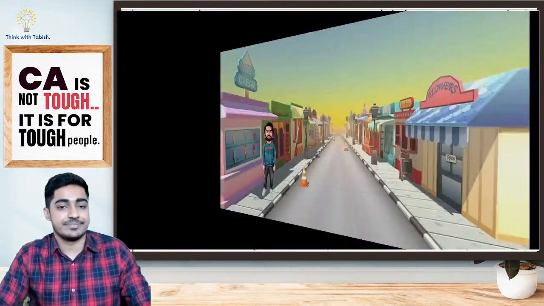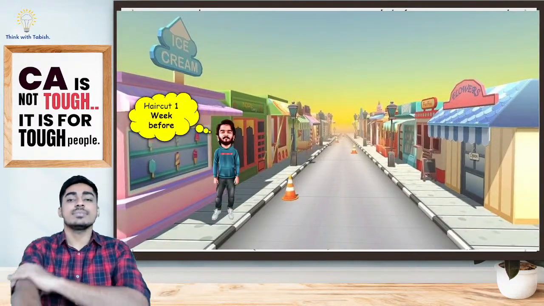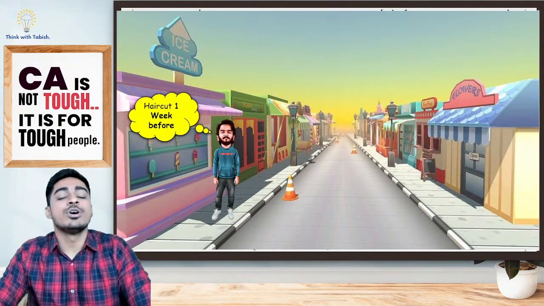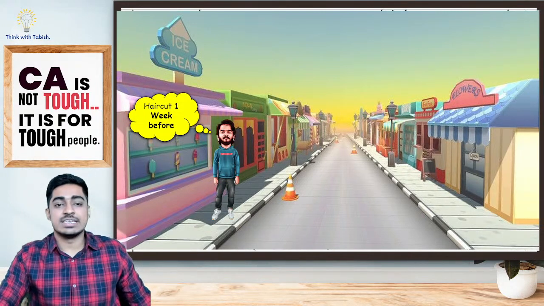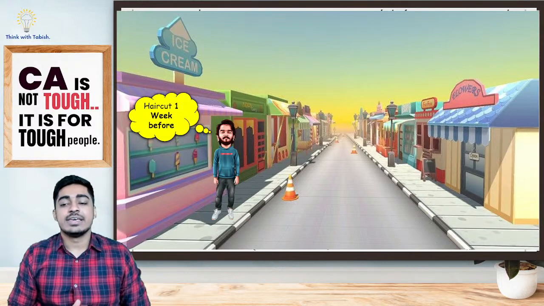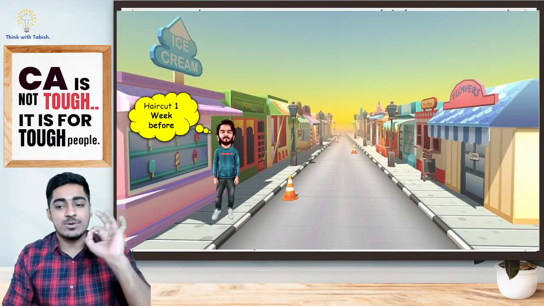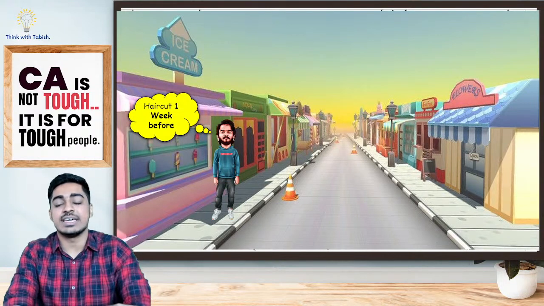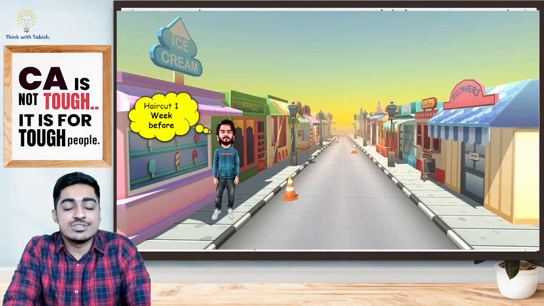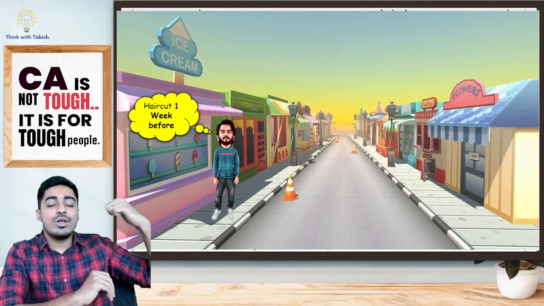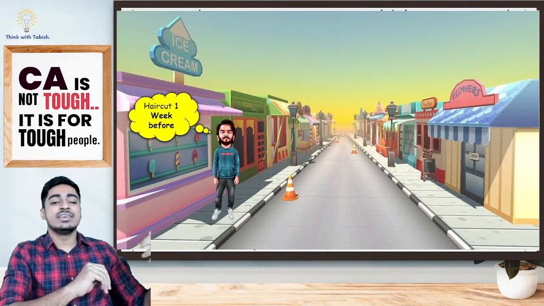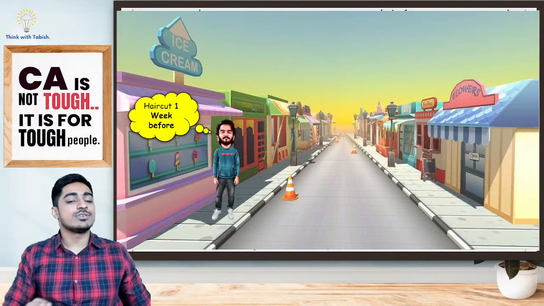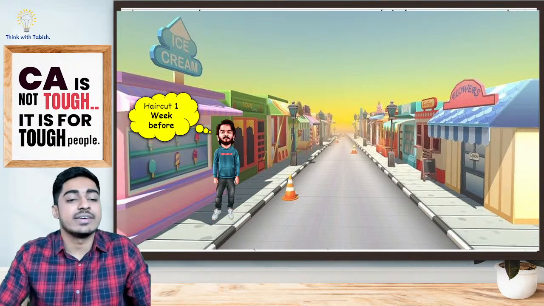Next, he got a haircut one week before, for which he paid 500 rupees. Full hi-fi haircut he got. Is it relevant or irrelevant? No, it is not relevant. Why? Because it was already incurred in the past. He is not taking this decision specifically for the date. He had the haircut previously, so it is not relevant.